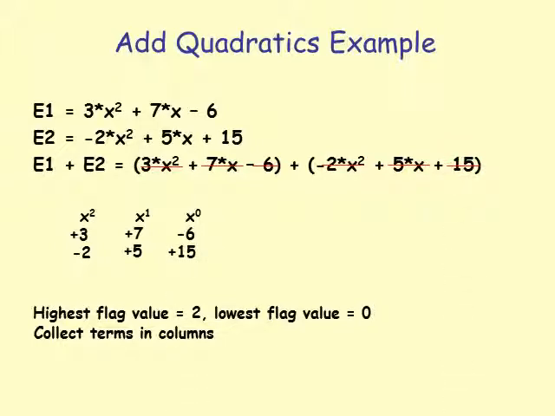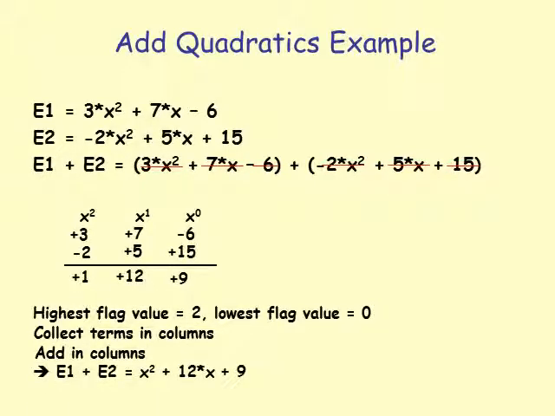Let's continue here. Okay, so now we add up the columns. 3 minus 2 is plus 1, 7 plus 5 is plus 12, minus 6 plus 15 is plus 9. That is 1x squared plus 12x plus 9, the answer for e1 plus e2. That means e1 plus e2 is equal to the second power of x plus 12 times x plus 9. That's x squared plus 12x plus 9.